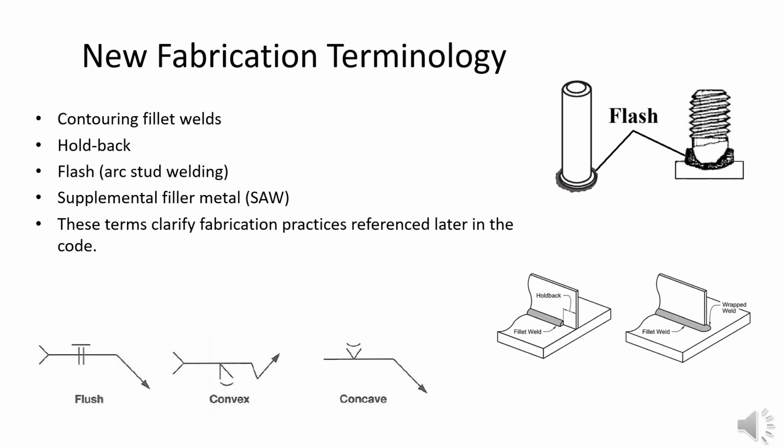New fabrication terminology. The remaining additions are primarily fabrication terms. AWS added definitions for contouring fillet welds, holdback, flash and arc stud welding, and supplemental filler metal used in submerged arc welding. Most fabricators already use these concepts in practice. The difference is that the 2025 edition now defines them explicitly, so everyone is using the same terminology throughout the code. Key takeaway: these definitions improve consistency throughout fabrication requirements.